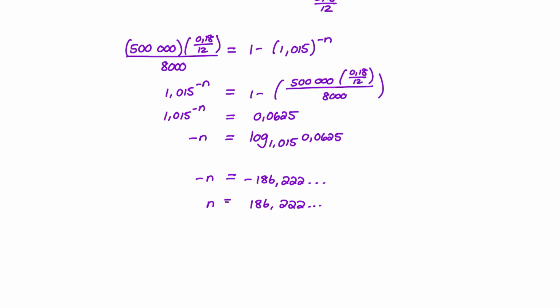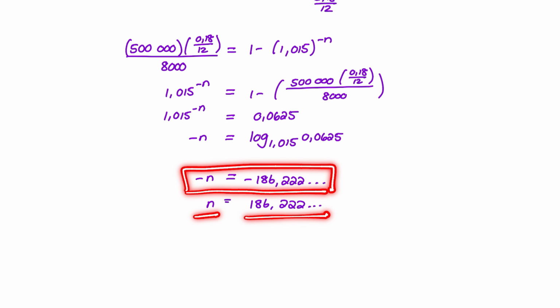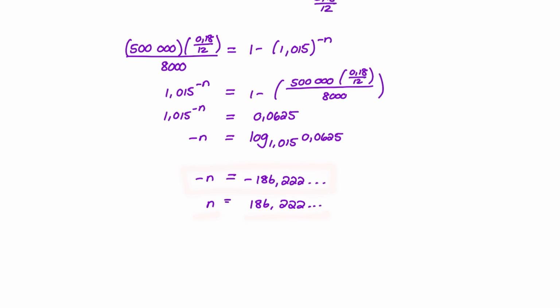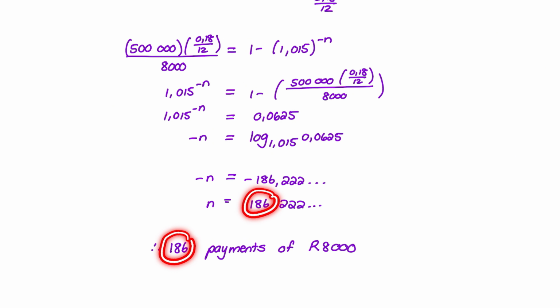So I put in log. The base value of my log is the base of the exponent, and the body of my log is the answer that we have here on the right hand side. When you plug that in, you have negative n is negative 186.222 and so forth. So I just divide by negative 1 on both sides to find n is equal to 186.222. So that means that 186 full payments of 8,000 Rand would be made.